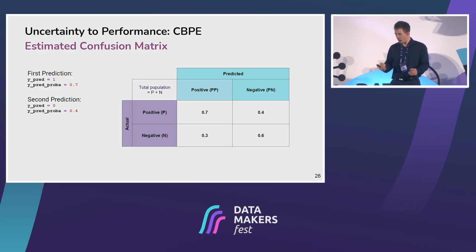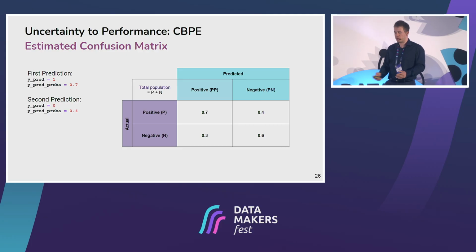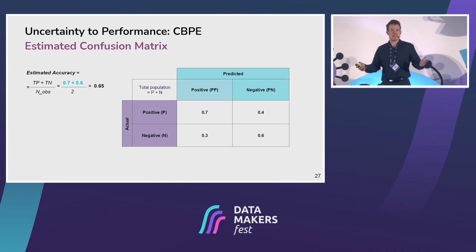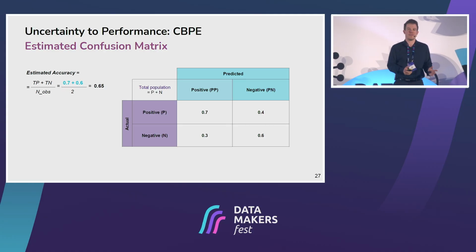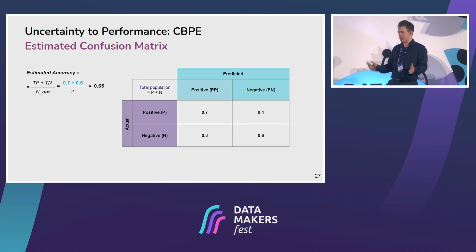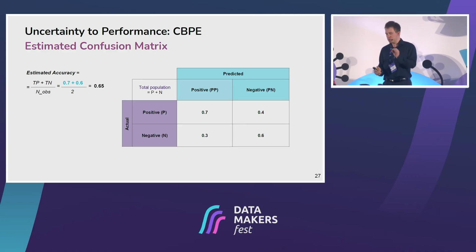We keep on doing that for the second prediction. It's negative. The predicted probability is 0.4. We're going to fill it in. And we're just going to keep on adding those points to the confusion matrix. And then we can use that for anything. Let's say accuracy, the simplest possible metric. We're just going to apply our normal definition of the metric to that confusion matrix, and we're going to get our expected performance. There are a few tricks here and there, so I'm simplifying here a bit.